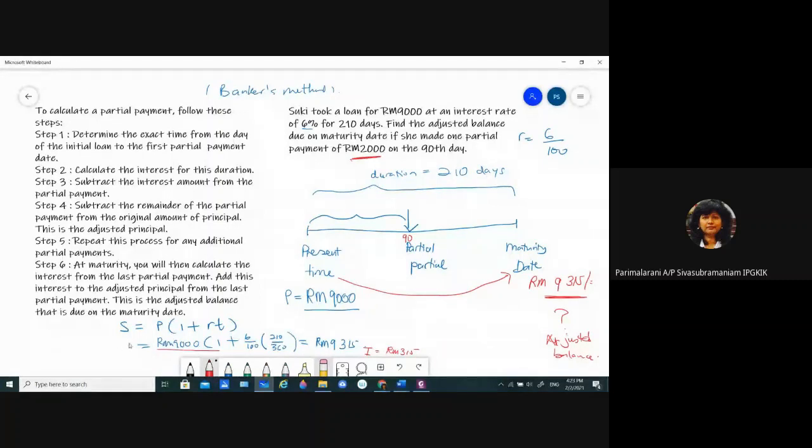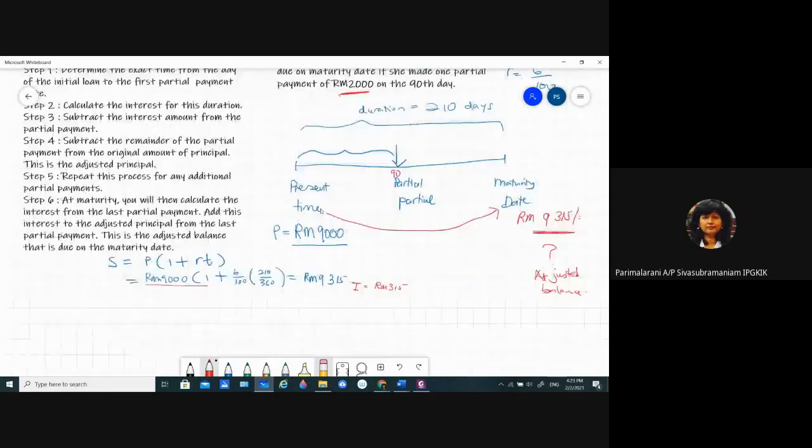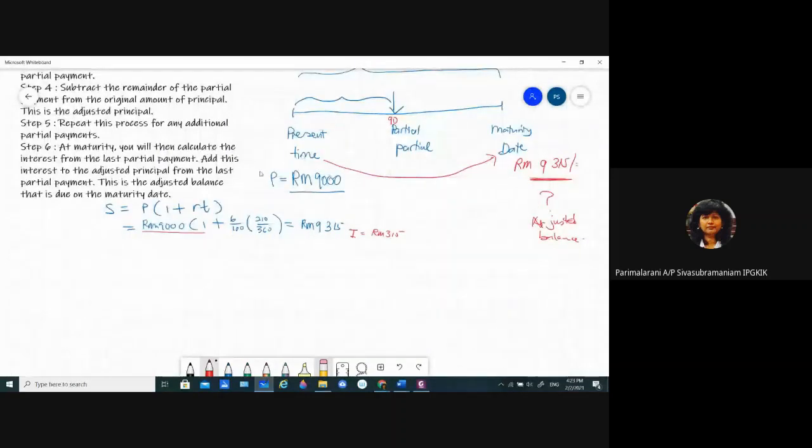So how do we do that? First, we calculate the interest for this duration from here to here. Let's calculate the interest. Interest is equal to PRT. Your principal is still 9,000 times R, which is 6/100, times T. What is T now?